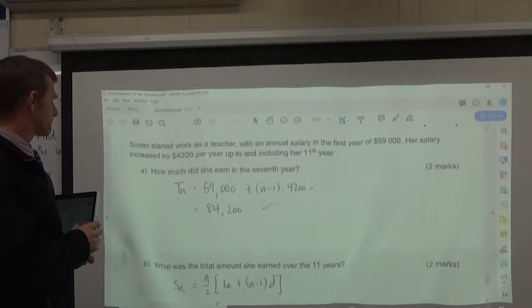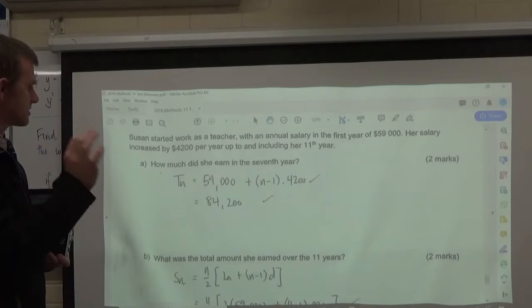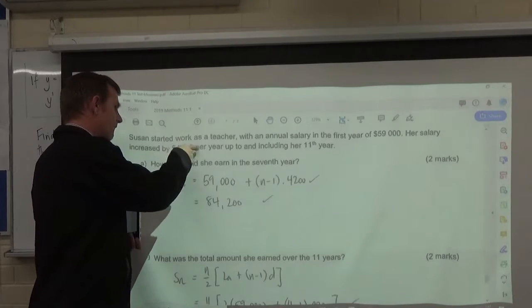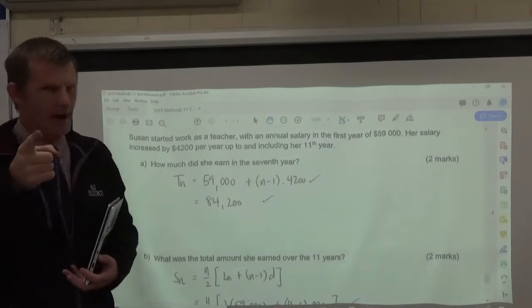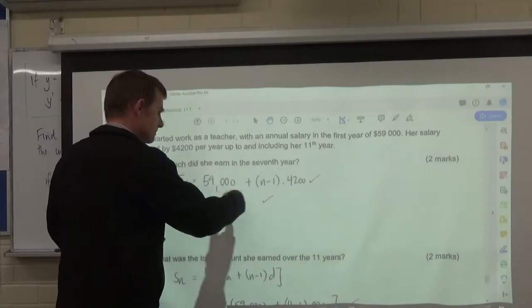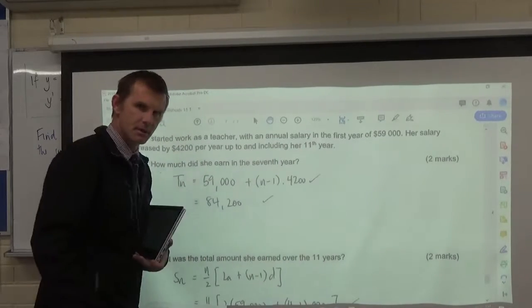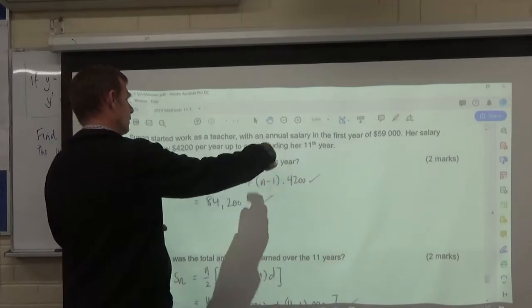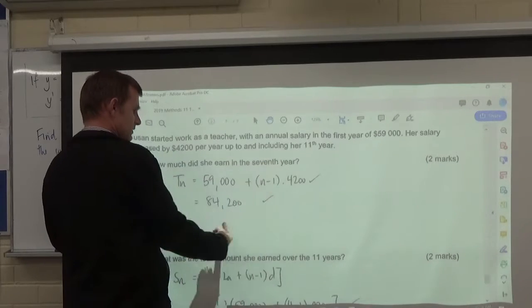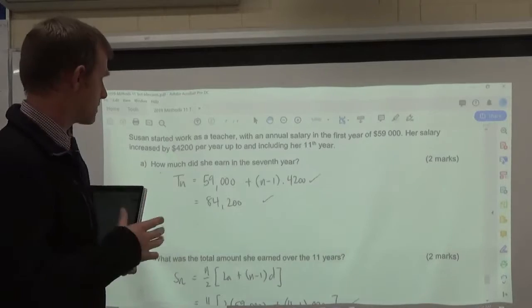Last question. Susan started working as a teacher. That's her annual salary when she started. It increases by $4,200 per year. Arithmetic. I'm adding $4,200 each year. Here is my formula: T then equals A plus N minus 1 times D. Easy by now. What am I doing? 7th year. In goes 7. $84,200 is what she would get paid in her 7th year.